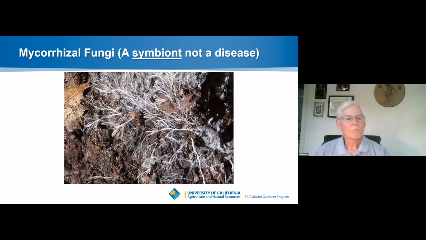And mycorrhizal fungi, that's a mouthful. Mycorrhizal fungi is also prolific around oak trees, and it's a good thing because it's called a symbiote. So it's called a symbiote because it works in collaboration with oaks and is beneficial to an oak tree's good health and ultimately its survival.